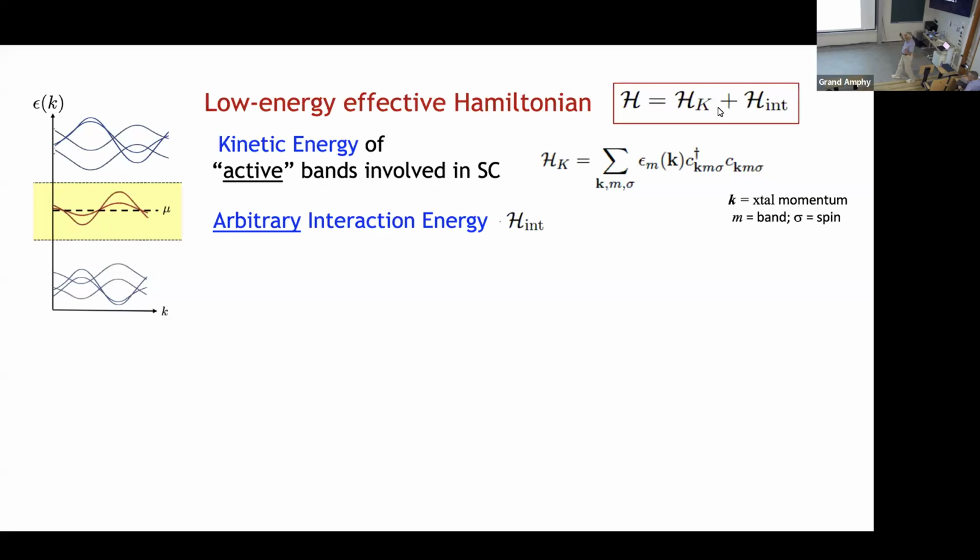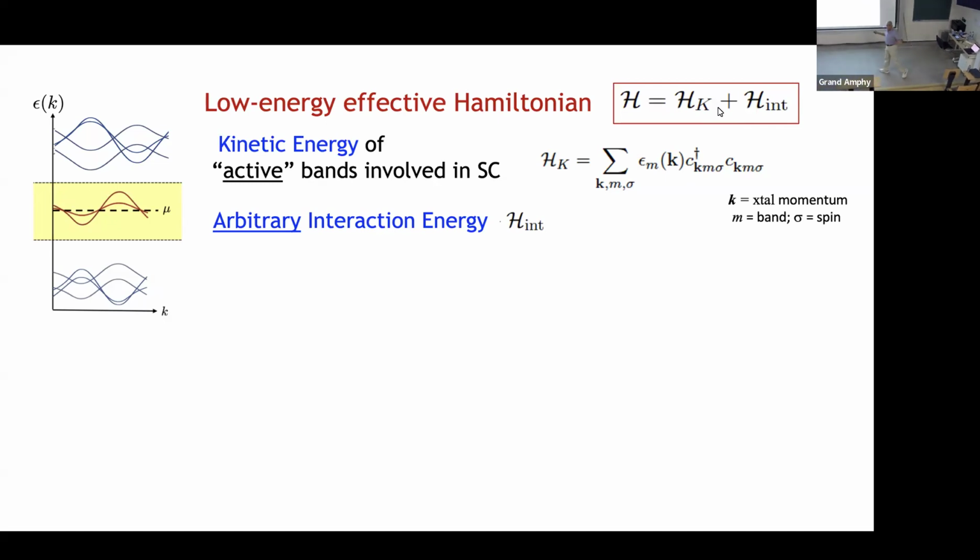We'll say we have some arbitrary band structure, and we'll focus on a low energy Hamiltonian, which says ignore all the completely filled bands and completely empty bands, and focus on the bands near the chemical potential, which are active and going to be impacted by superconductivity. So you can just have an arbitrary dispersion. M is a band index. You can have as many bands as you want. k is the crystal momentum, and sigma is the spin.